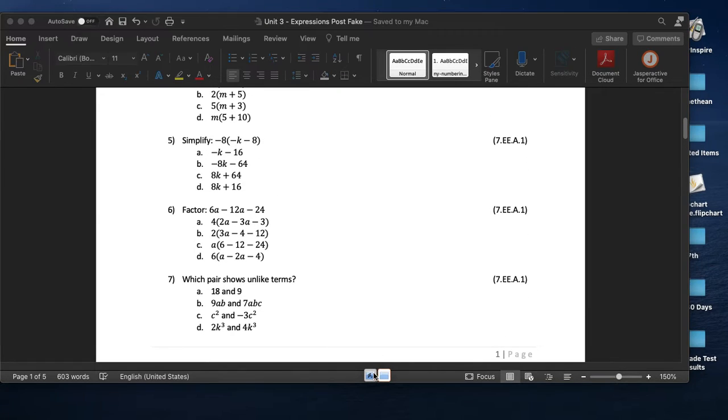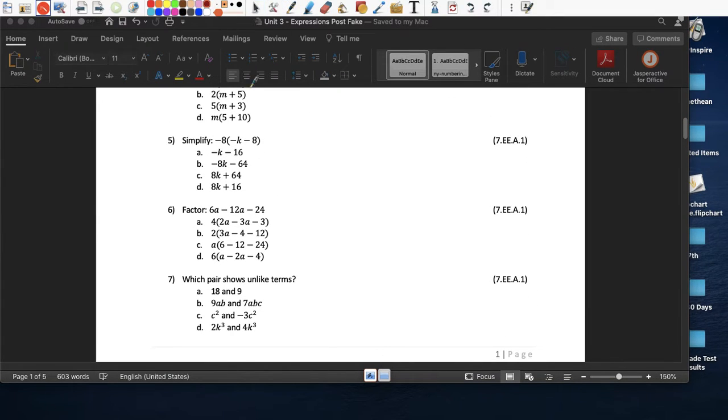5. Okay, so that's just distributive property, guys. This should be pretty easy. Negative and a negative is a positive. 8 times k is 8k. Negative and a negative is again a positive. And 8 times 8 is 64. So do we have anything that looks like this? 8k plus 64? We do.